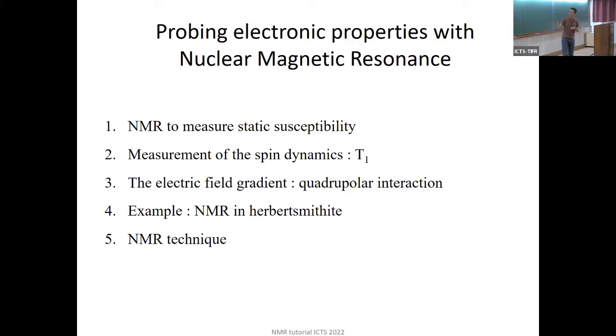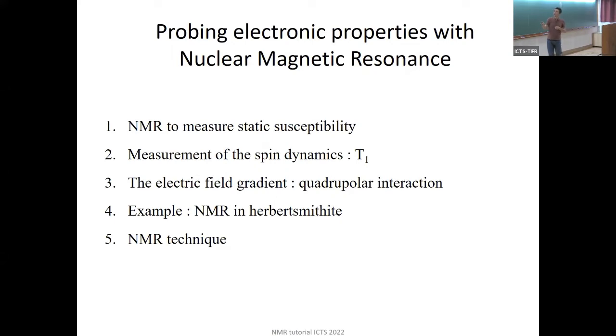And then I'll show you that NMR is also sensitive to the electric field through a quadrupolar interaction. So you're sensitive to forces, it means that you're sensitive to the crystal structure, basically. So you can probe structural changes and stuff like that. Okay. That's a bit more technical, but that can be important.